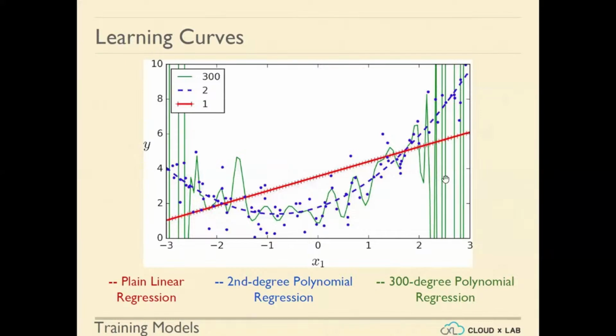So here, if you use 300, it will create an overfitting problem, right? And for this linear model, it cannot fit the training data very well, right? So if you use this linear model, training error will be high, test error will be high, right?